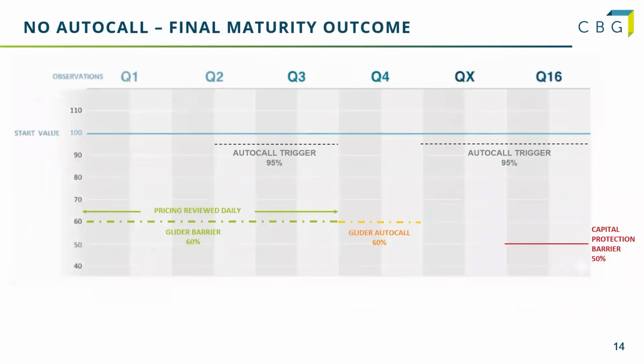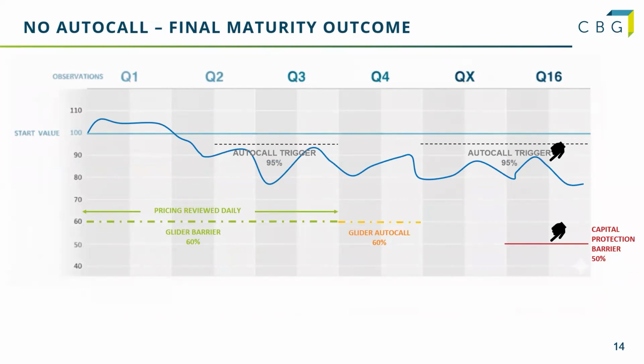If the note never autocalls, whether or not the glider was activated, we look at the final observation. If all the underlyings are at or above the capital protection barrier, full capital is returned. Remember, in a growth note, for accumulated coupons to be paid out, the note must autocall. So in this scenario, it is only the capital that would be returned. If the worst performing underlying is below the capital protection barrier, capital returned is reduced on a one-for-one basis. For example, if the worst performer is at 40% of its initial level, 40% of the capital is returned.